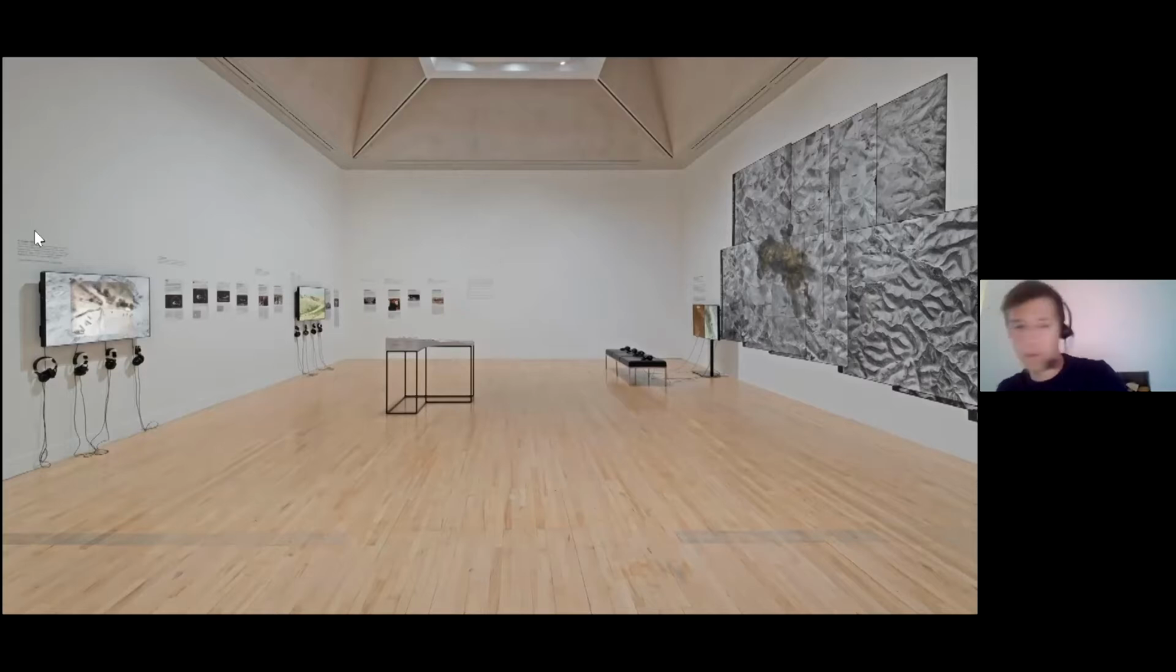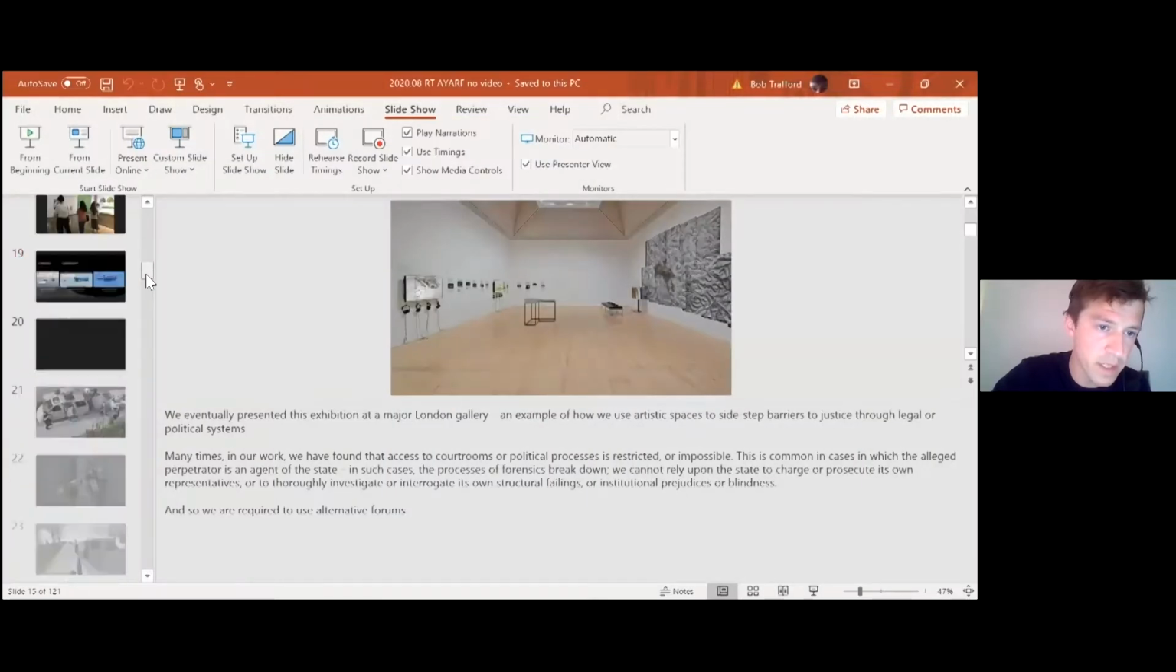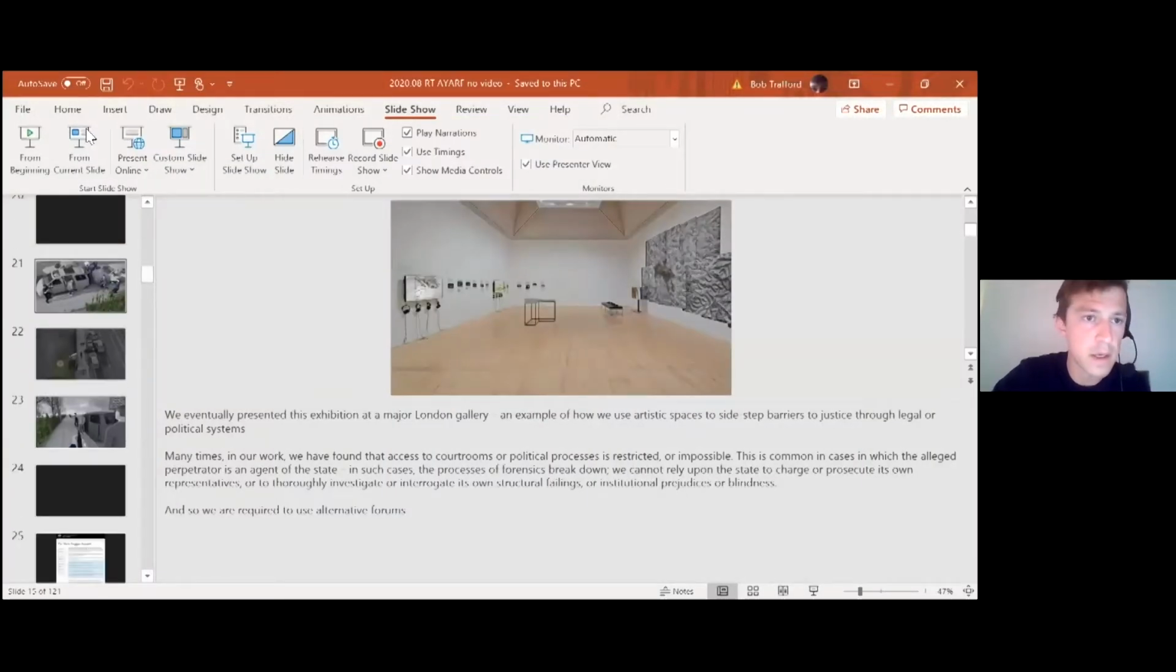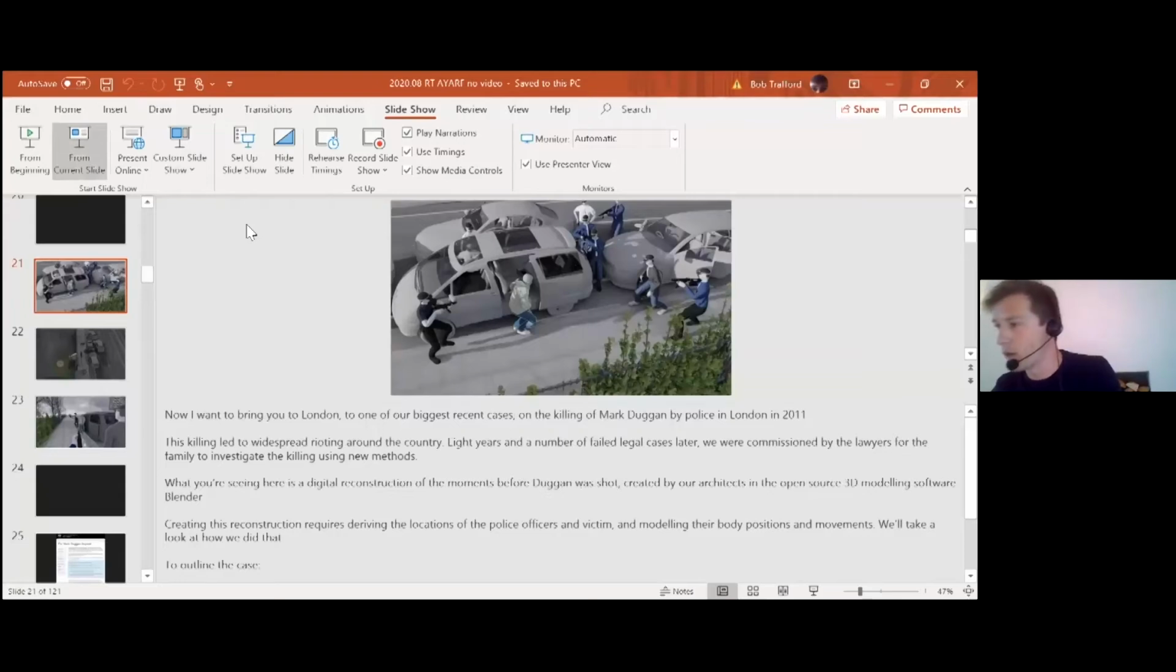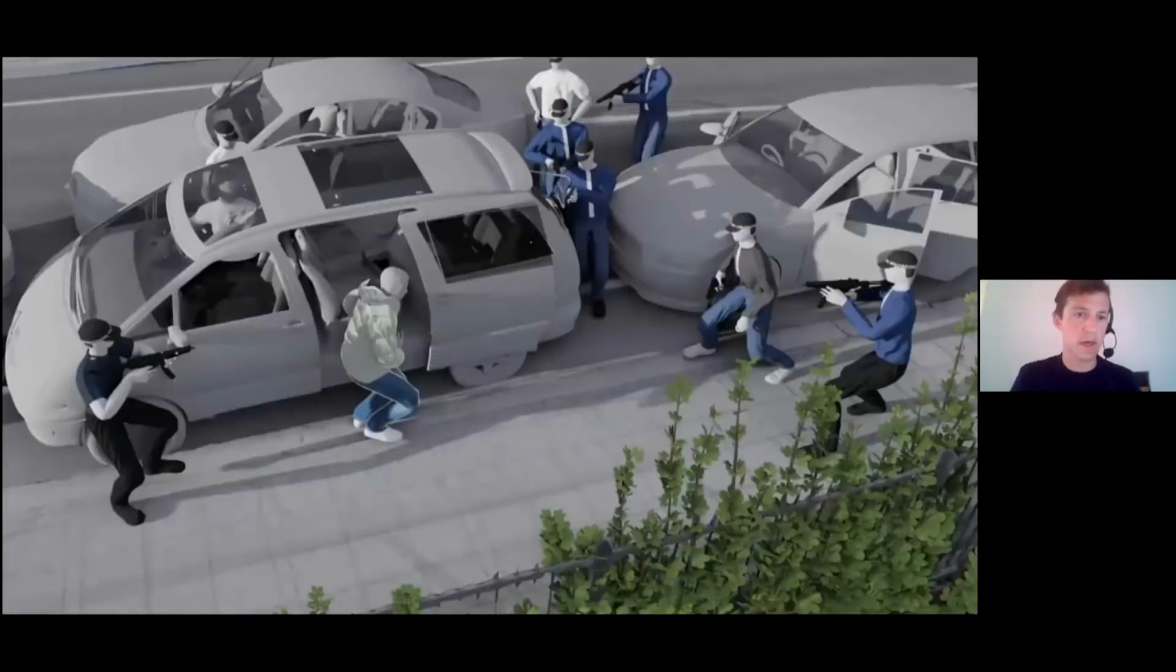Okay, I'm going to skip ahead a little bit here. I'm going to take you on to one of our most famous recent cases, and this is the case of the killing of Mark Duggan. Mark Duggan was a civilian living in London. He was stopped by police on August the 4th, 2011. And his killing led to widespread rioting around the country. 8 years and a number of failed legal cases following his killing by police.